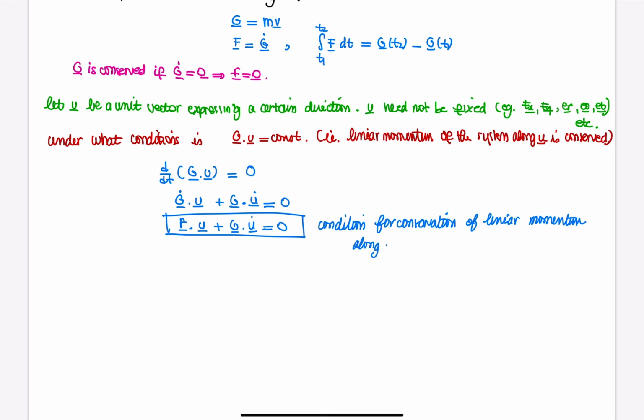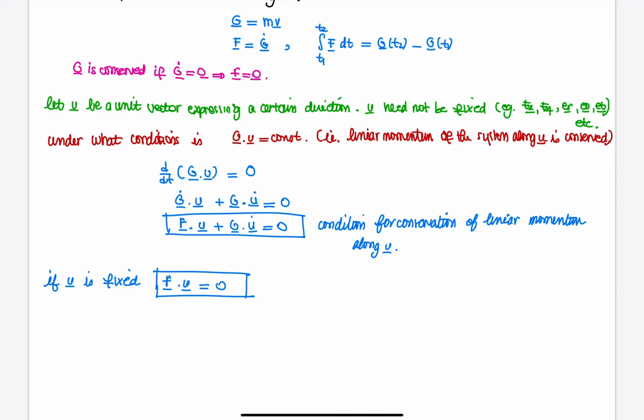Now if U is fixed, then this condition simplifies. F dot U is equal to 0 and U dot is just equal to 0. Okay, if U is fixed, then F dot U is equal to 0 is enough to say that the linear momentum of the system along U is conserved.